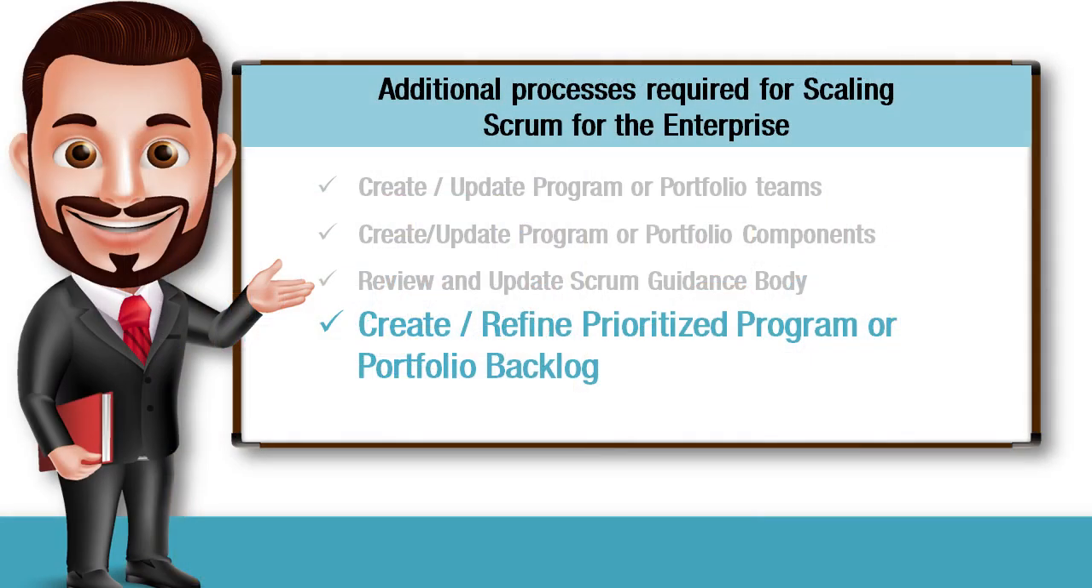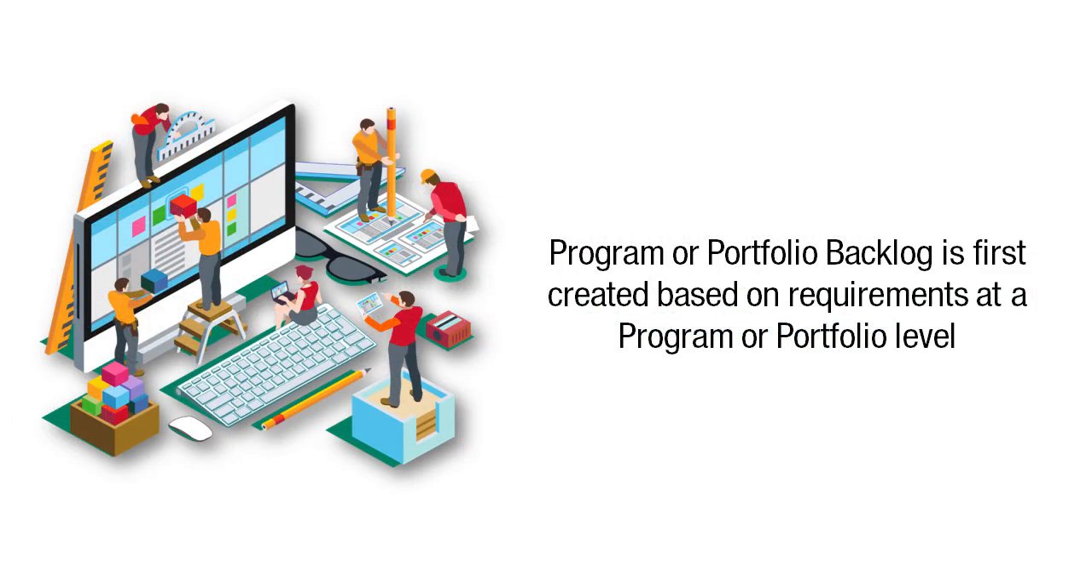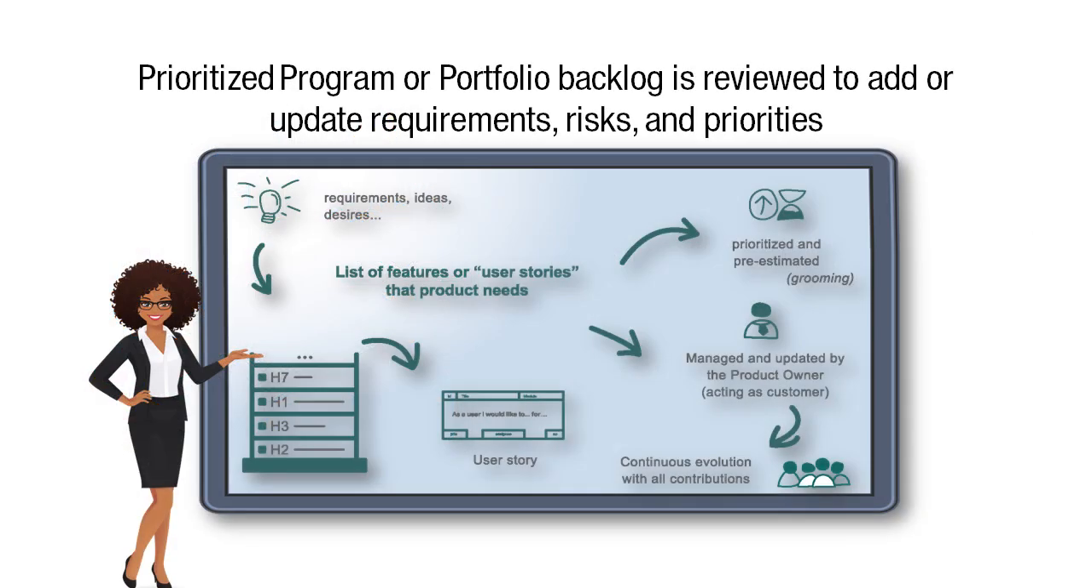Create or refine prioritized program or portfolio backlog. In this process, the program or portfolio backlog is first created based on the program or portfolio requirements. On an ongoing basis, the prioritized program or portfolio backlog is reviewed to add or update requirements, risks, and priorities.